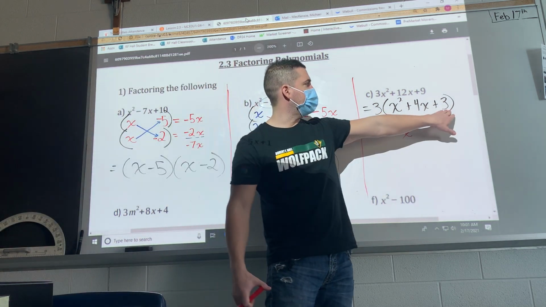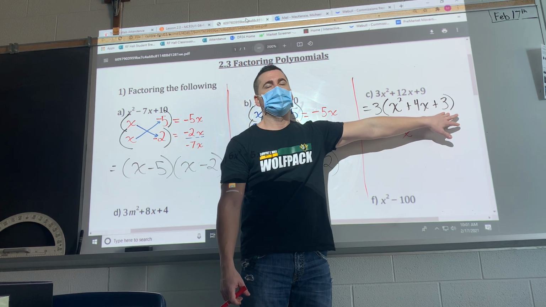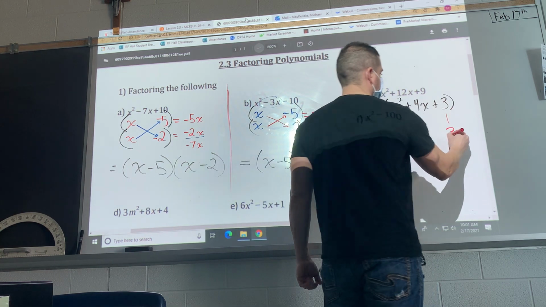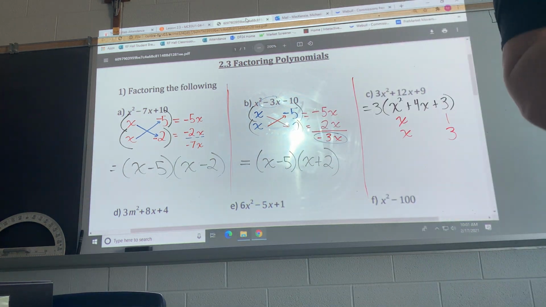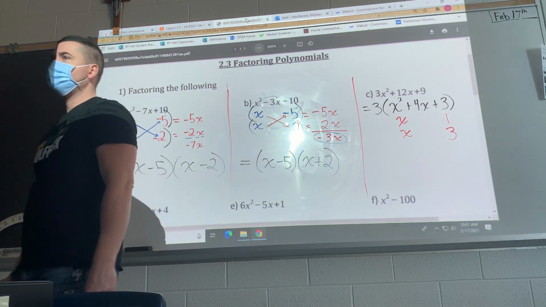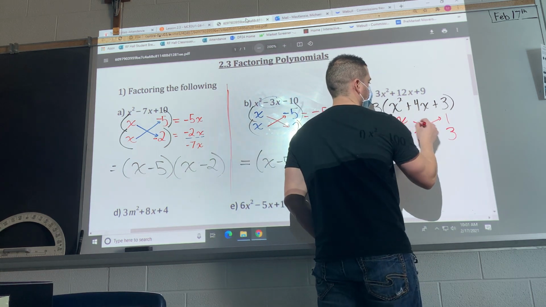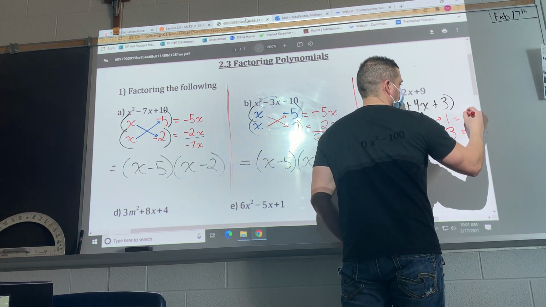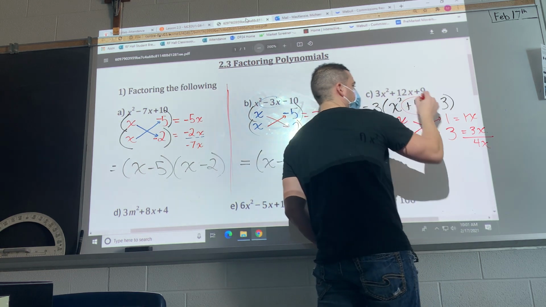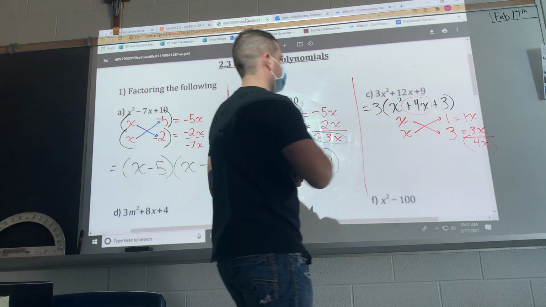What do we break the 3 down into? 3 breaks down into one option, 1 and 3, good. So again, we cross multiply. So we get x, 1x, and 3x, which gives you 4x. Okay, matches the middle term. So then we write our brackets.